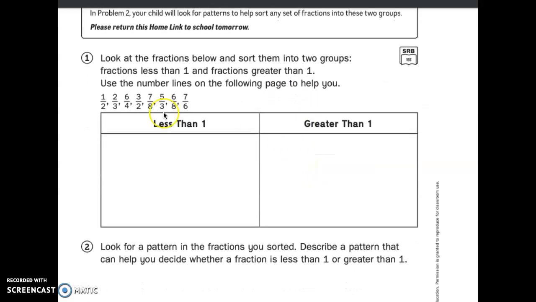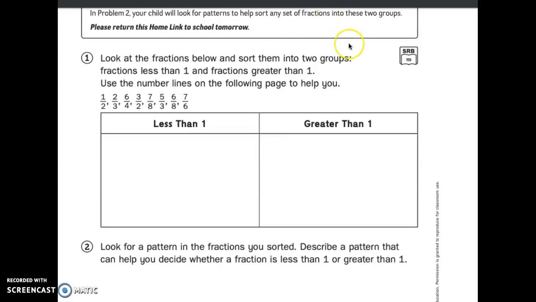Okay, so we're going to place 1/2, 2/3, 6/4, 3/2, 7/8, 5/3, 6/8, and 7/6 in either the less than or the greater than. Remember, our less than is like the caret this way, and our greater than is open wide, like eating the left side like an alligator.